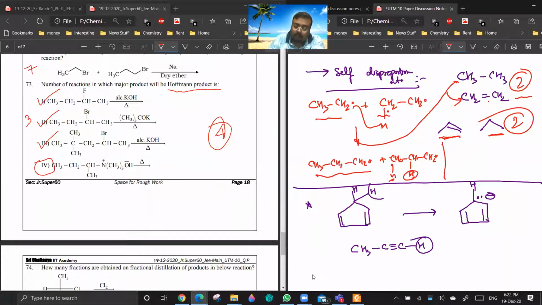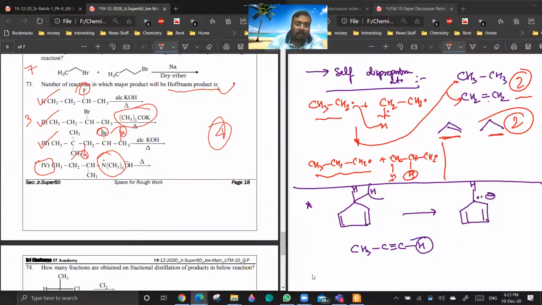Because I have told you Hofmann's product is for sterically hindered or poor leaving groups, a sterically hindered base, and a sterically hindered bromide ion. Are you getting a point? Yes, sir. The beta hydrogen is sterically hindered here, so it will go for this beta hydrogen. The answer should be 4. Is it clear? Yes, sir.